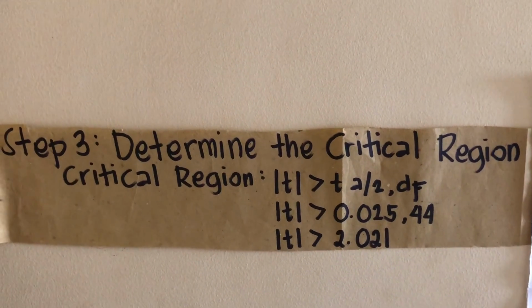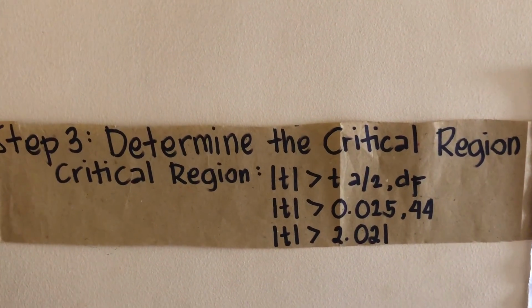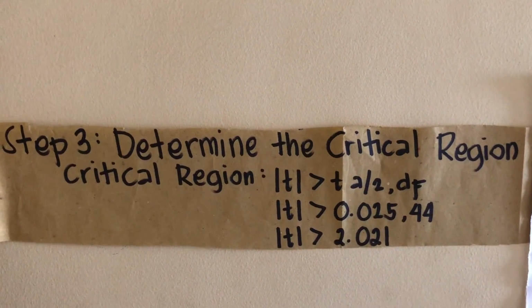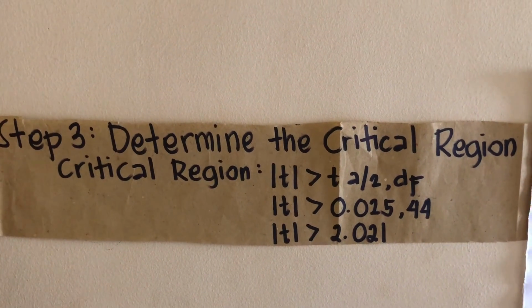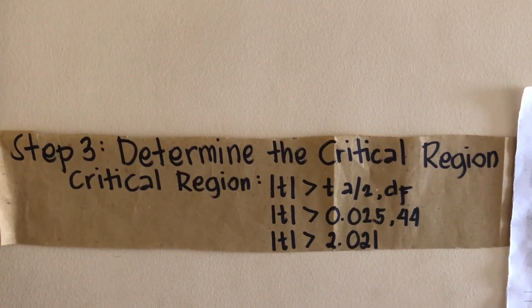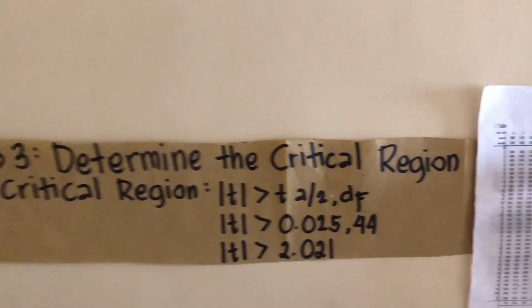Step 3. Determine the critical value. If t-test and it is a two-tailed test, use the formula alpha over 2 and df. Since the alpha is 0.05 and the df is equal to 44, obtain the value from the tables using the value of alpha over 2 for two-tailed test, located in the T table.